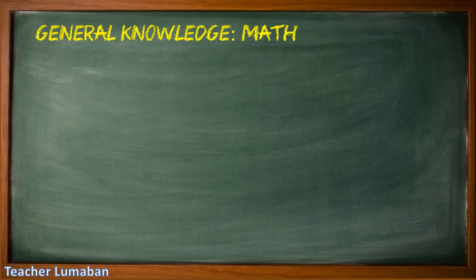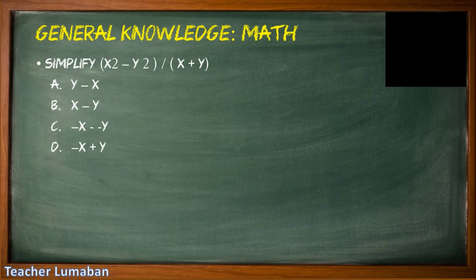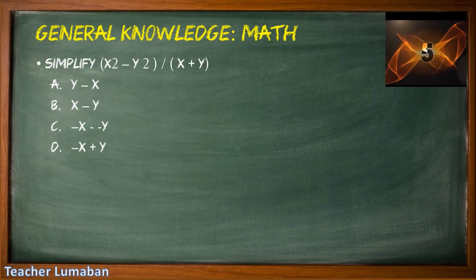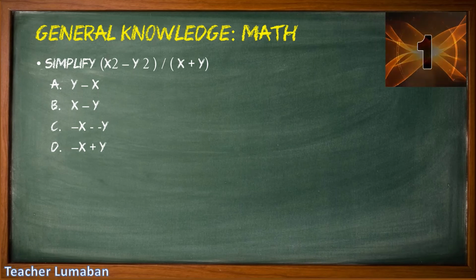Simplify x² minus y² over x plus y. Letter A, y minus x. Letter B, x minus y. Letter C, negative x minus negative y. Letter D, negative x add y. Please answer in 5, 4, 3, 2, 1.